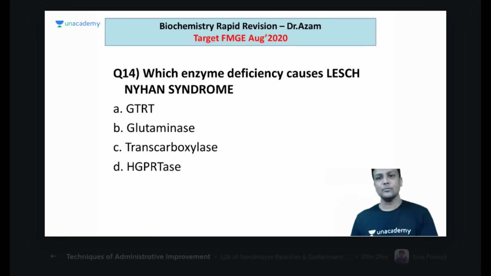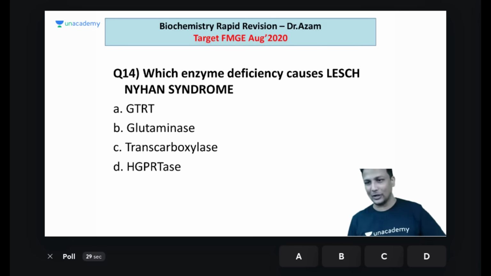Okay, next one. Which enzyme is deficient in Lesch-Nyhan syndrome? The enzyme deficient in Lesch-Nyhan syndrome is, come on guys, answer. Can you please answer me right now? Let's take a poll here. The enzyme deficient in Lesch-Nyhan syndrome. Come on, my dear doctors.